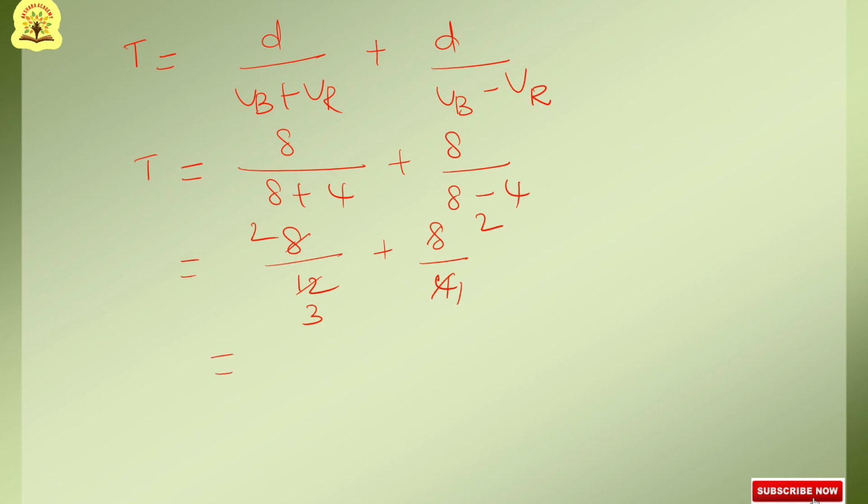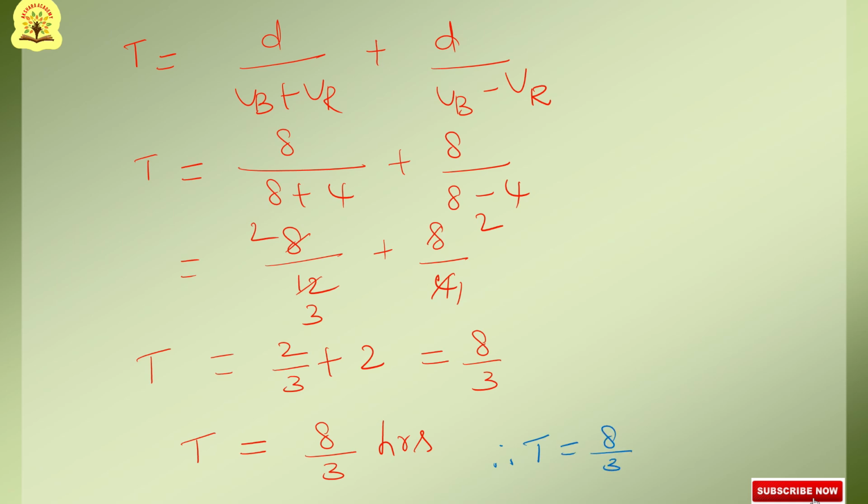So T is equal to 2 by 3 plus 2. Taking LCM, 3 twos are 6, 6 plus 2, 8 by 3. So the total time T is equal to 8 by 3 hours. This is the final answer. Therefore, T is equal to 8 by 3 hours. Okay. Next, we will go to the next question.